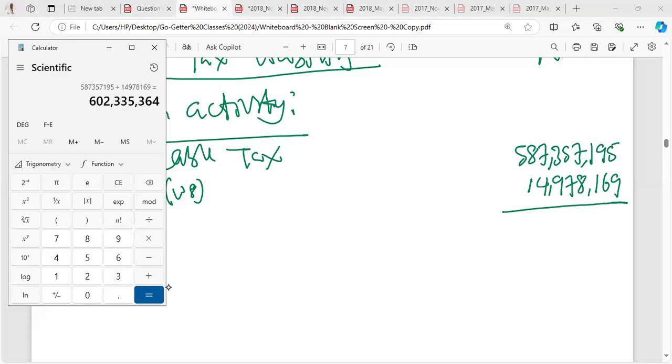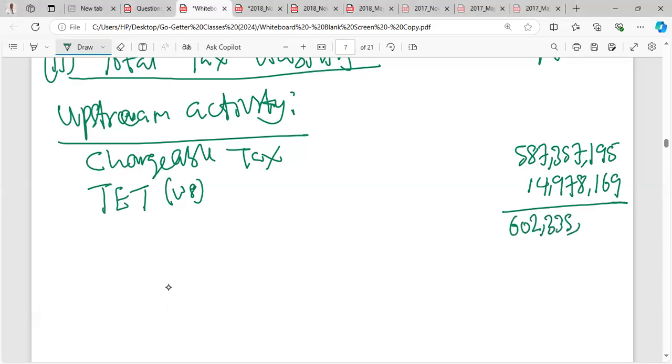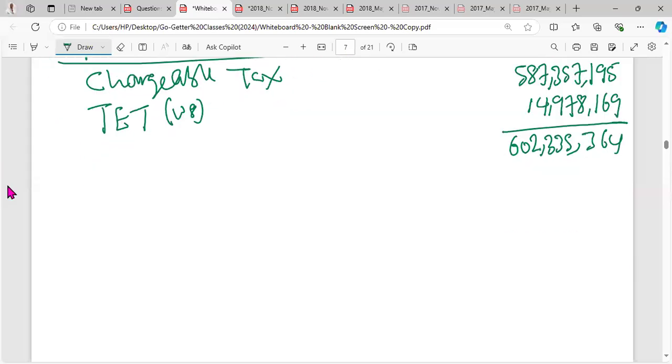602,335,364. Now this is upstream activity. Then we'll look at downstream activity.